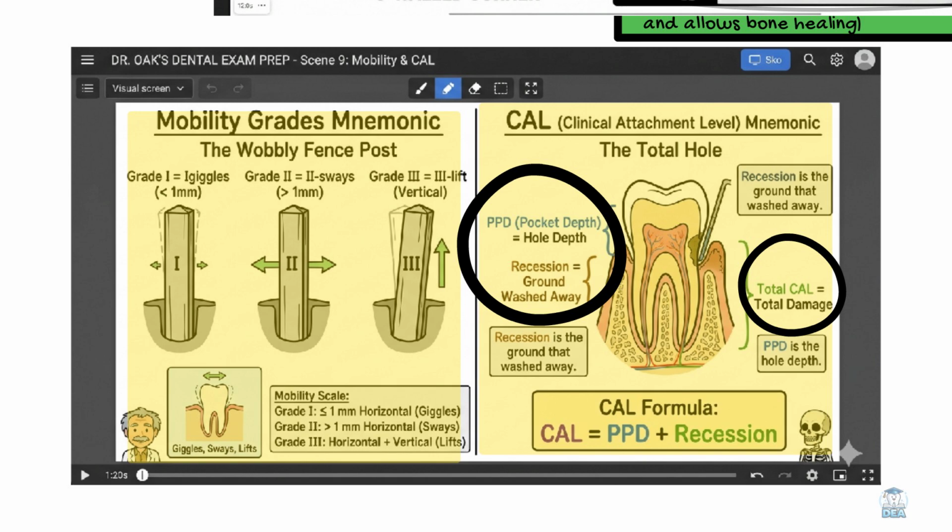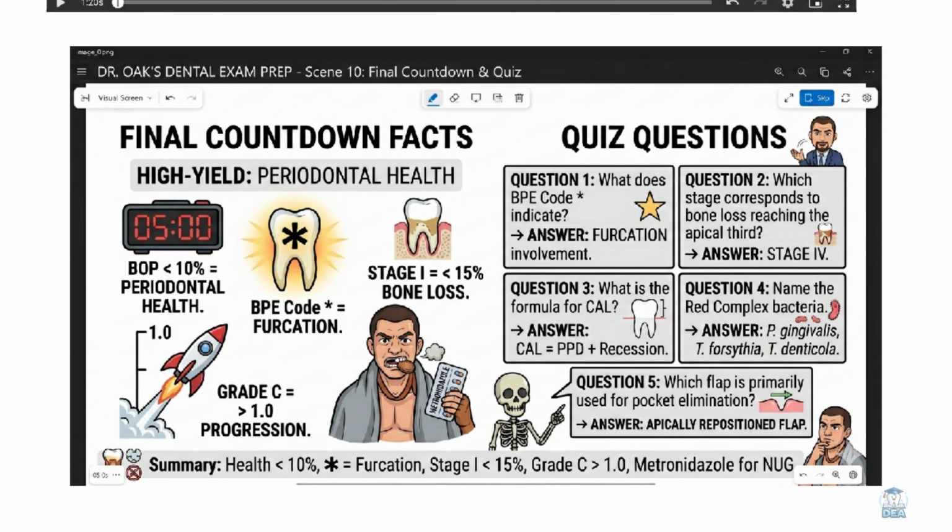Final countdown. BOP less than 10% means periodontal health. BPE code STAR means furcation involvement. Stage 1 is less than 15% bone loss. Grade C is greater than 1.0 progression. Metronidazole is for NUG. Question 1. What does BPE code STAR indicate? Answer: furcation involvement.